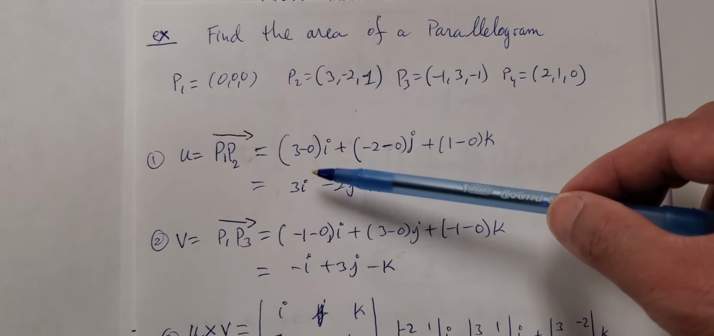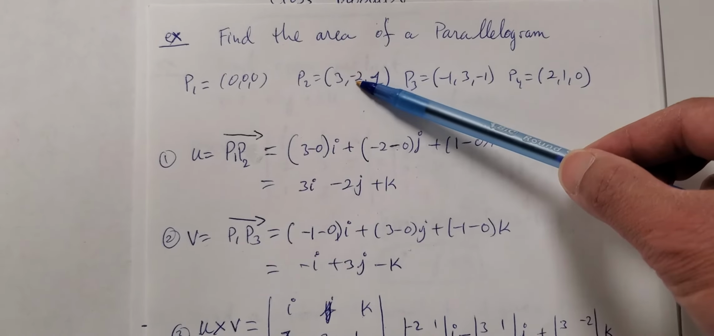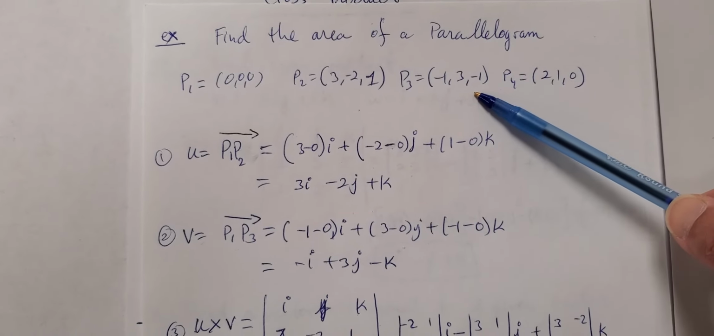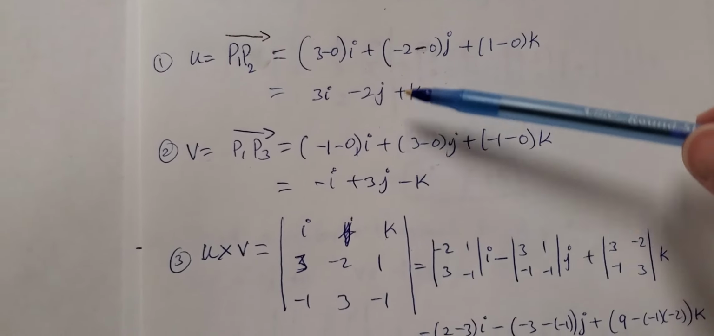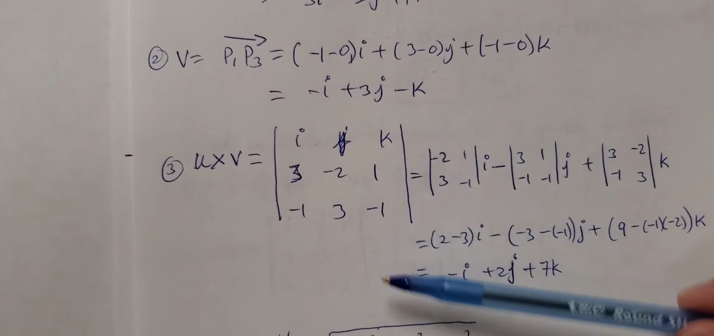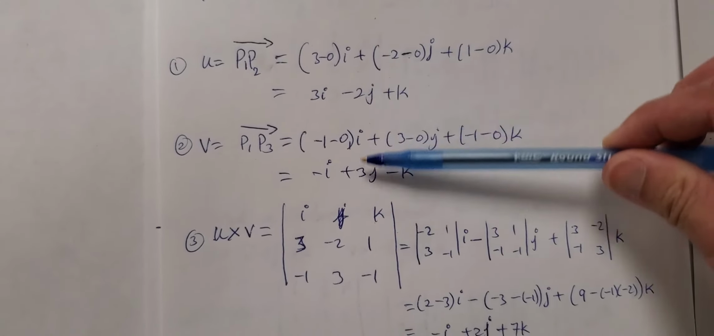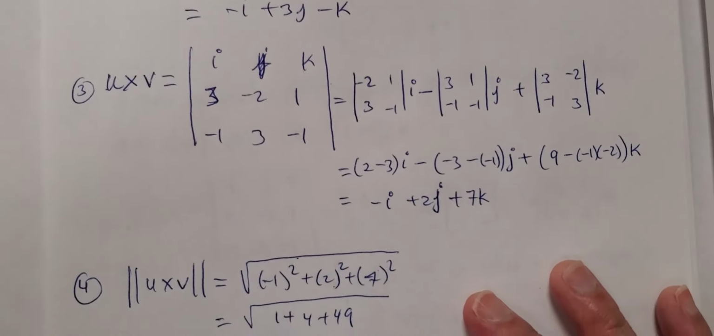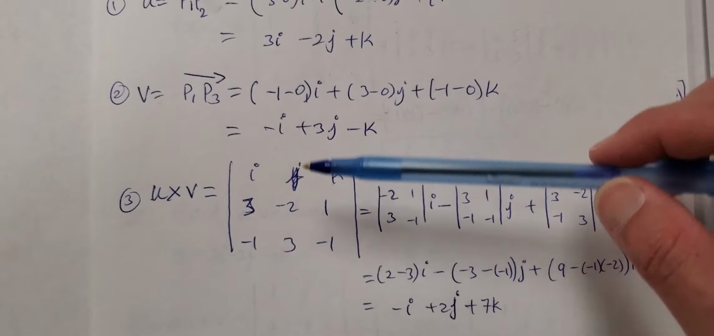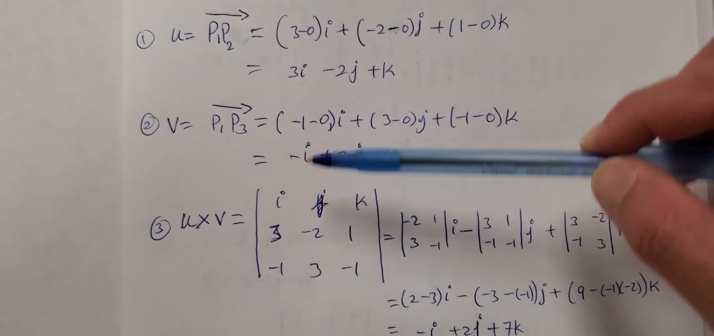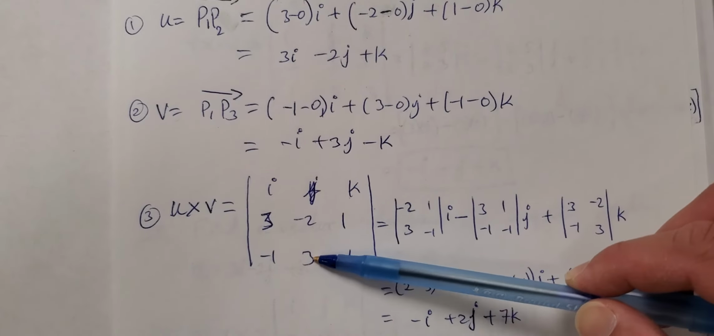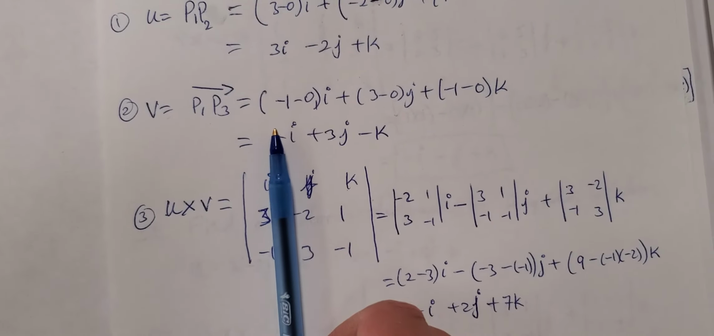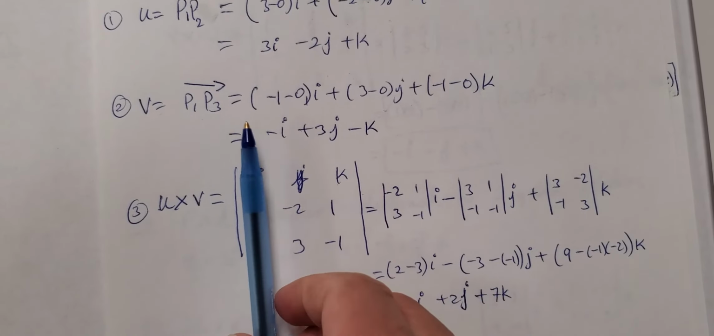Again, where did I get this vector from? From point 1, point 2. Where did I get this vector from? Point 1, point 3. Now use these two vectors and cross multiply. Make sure you set it up in a matrix: ijk, first vector here, second vector here. To find the i column, block out the i.